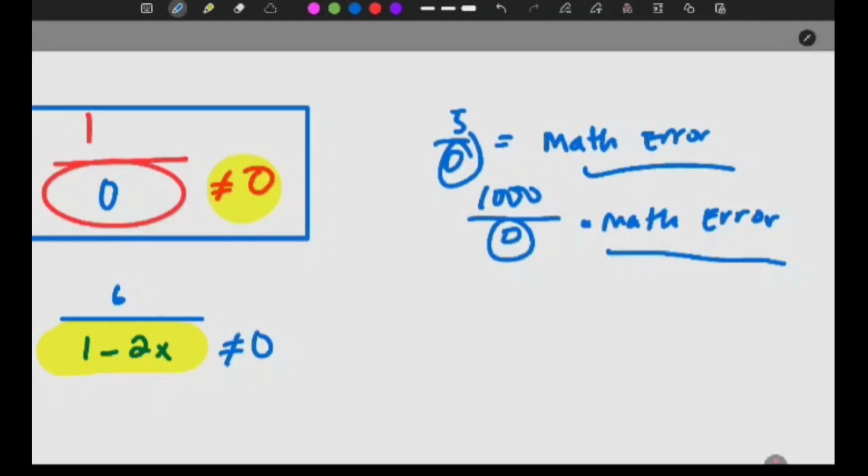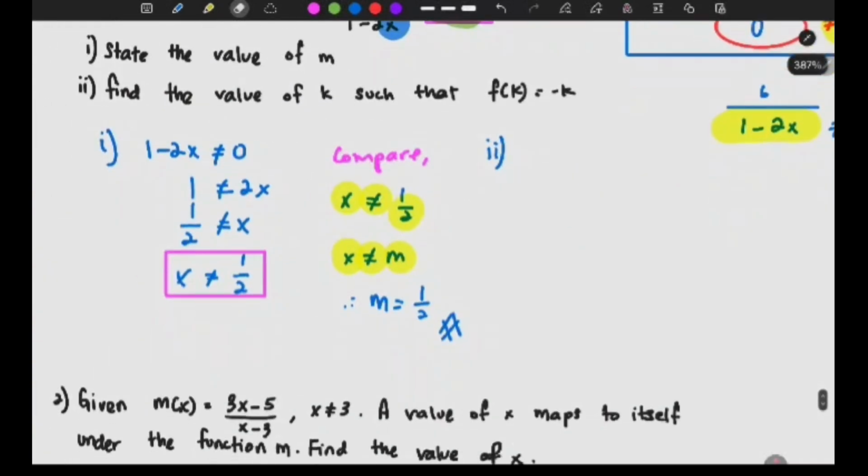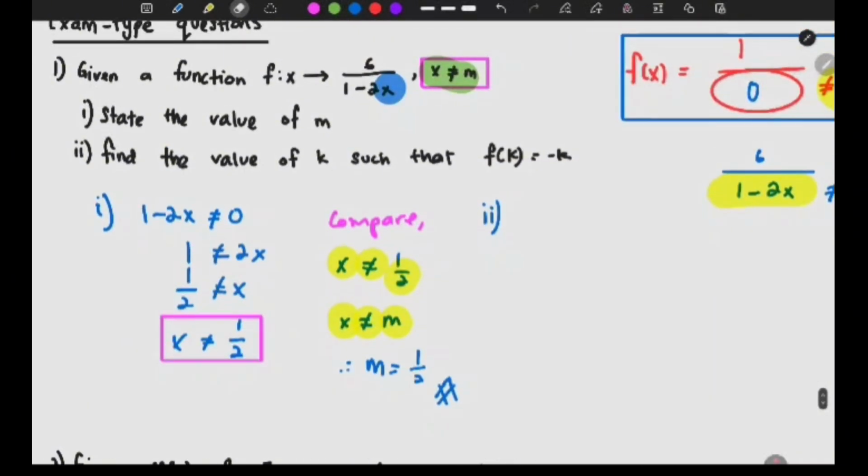So let's go to the second question. Find the value of k such that f(k) equals negative k. Don't worry, you don't know what k is, they didn't give you. It's okay. Let's start from the information they give us. They say f(k) equals negative k, right? So let's start from there. f(k) equals negative k.